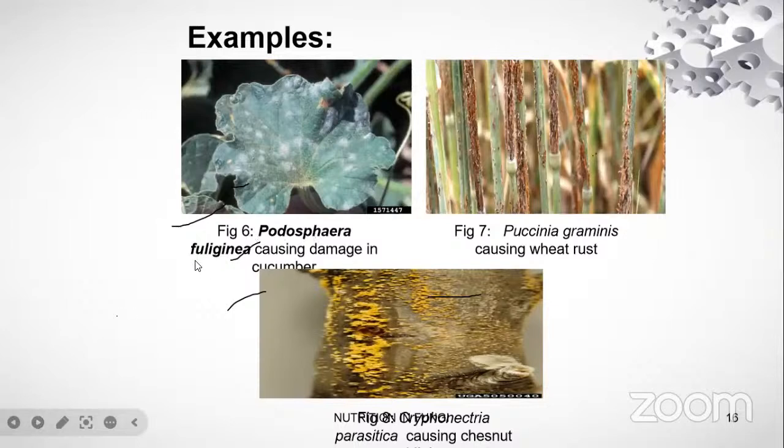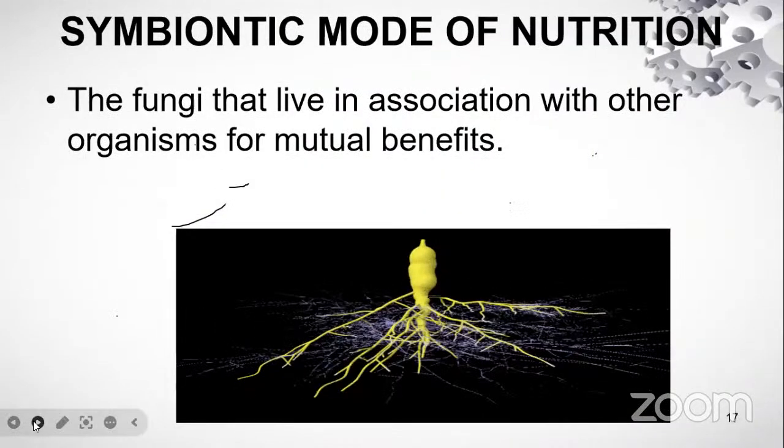Other parasitic fungi: Podosphaera causes damage to cucumber, with white patches on the cucumber leaf. Puccinia graminis, which you have done in the section, causes rust on wheat. Also you see parasitic fungi causing chestnut blight upon the trunk of the tree. That is the parasitic type of nutrition.